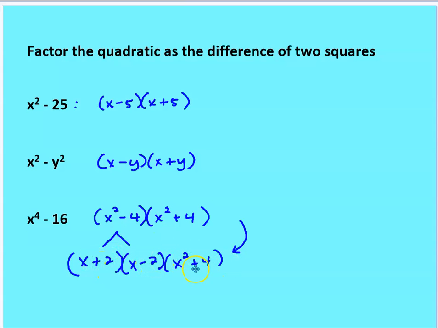And then this is not the difference of two squares because I'm summing these two values. So we leave it as is. I can't factor this any further. All right, so I first get x squared minus 4 times x squared plus 4. And then I'm going to factor x squared minus 4 into two additional factors. This is a nested perfect square.